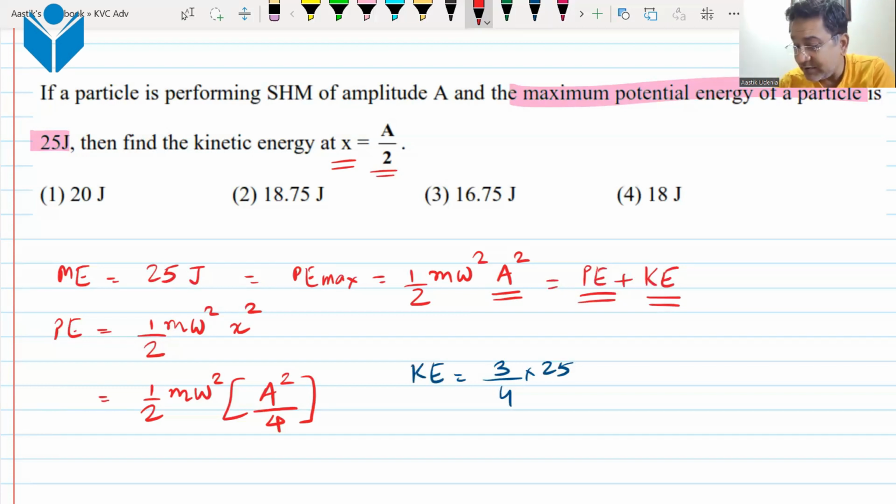I hope everyone is there. I am not able to hear your voice. So the answer in this case would be, 3 by 4 of 25 is 18.75, and that is the answer that we are looking at. Not able to hear your voice. Let me move on to the next question.